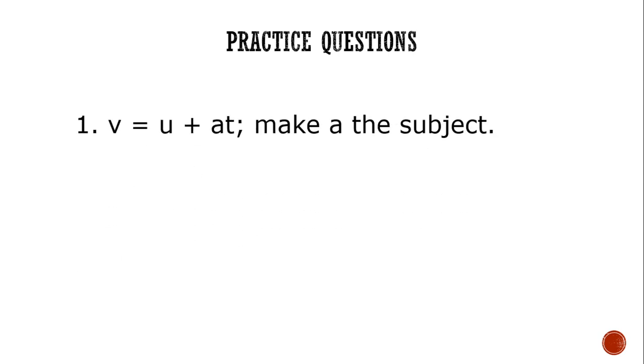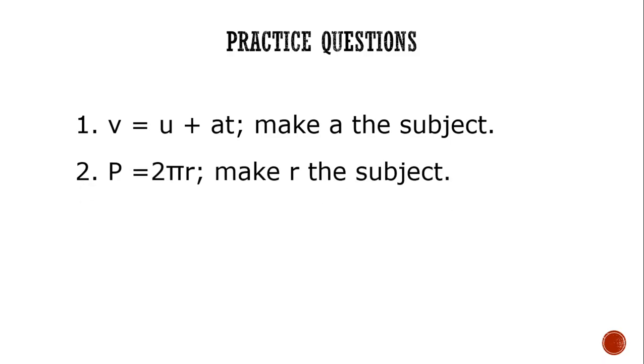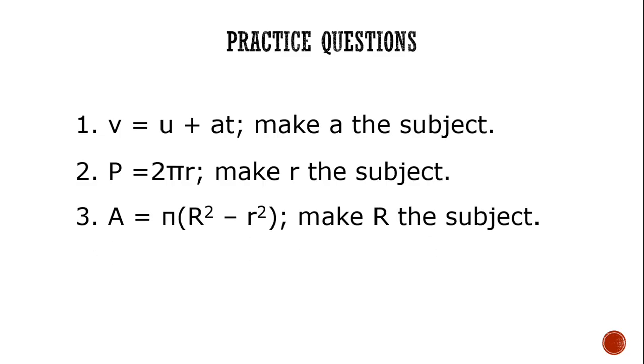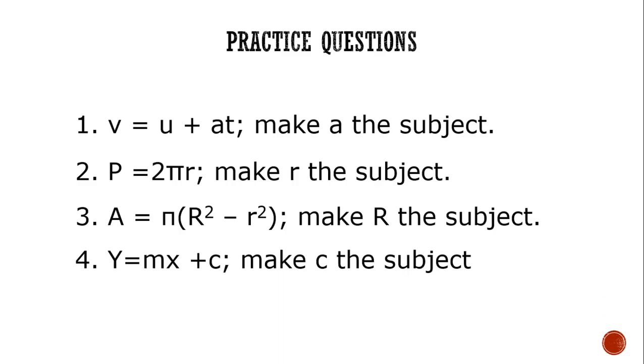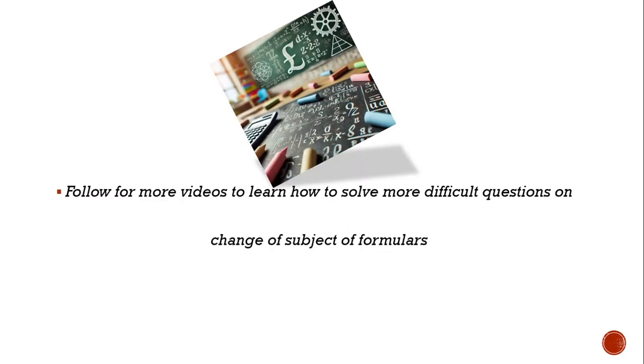Number 1, V equals U plus AT. You have to make A the subject. Number 2, P equals 2 pi R. You make R the subject. Then number 3, we have A equals pi uppercase R squared minus lowercase r squared. You have to make the uppercase R the subject. Then number 4, Y equals mx plus C. You make C the subject.